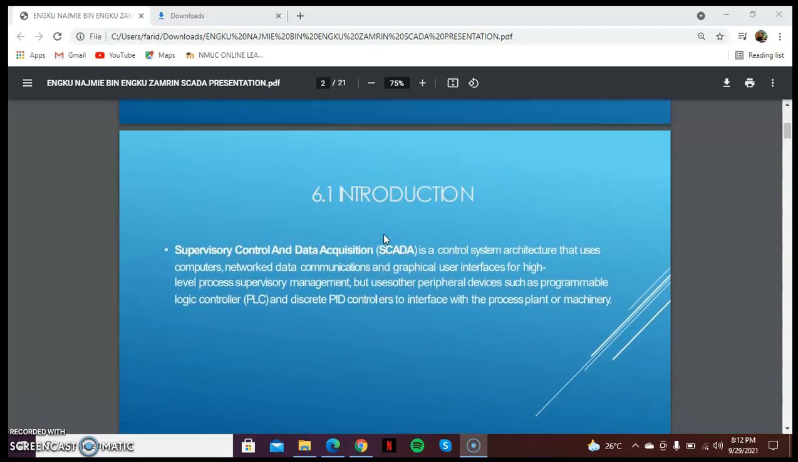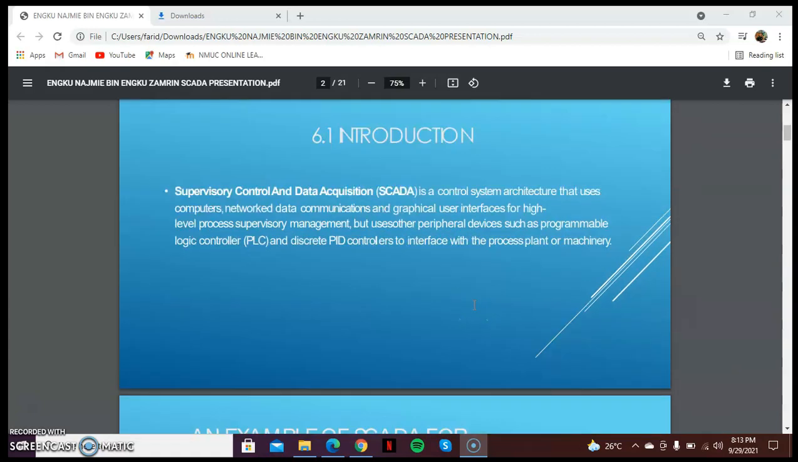So first of all, introduction. SCADA, or supervisory control and data acquisition, is a control system architecture that uses computer network data, communication and graphical user interface for high-level process supervisor management, but uses other peripheral devices such as programmable logic controller, or PLC, and discrete PID controller to interface with the process plant or machineries.